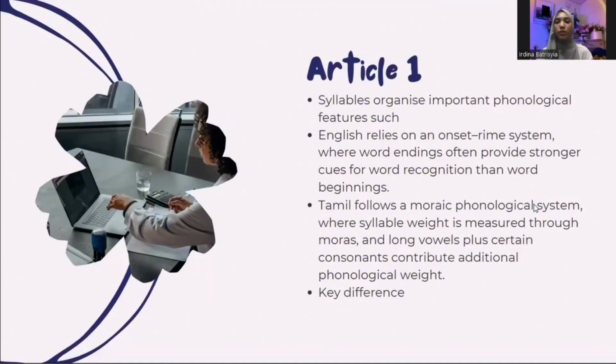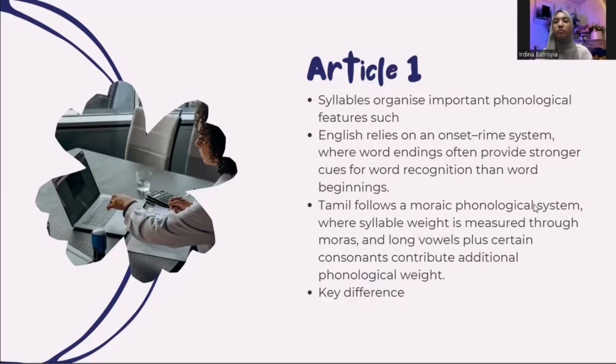So for our literature review, we have to pick a research article. So my first article studies the syllables and how they organize important phonological features such as stress, rhythm, and tone in spoken language. And also, English relies on an onset rhyme system where word endings often provide stronger cues for word recognition than word beginnings.